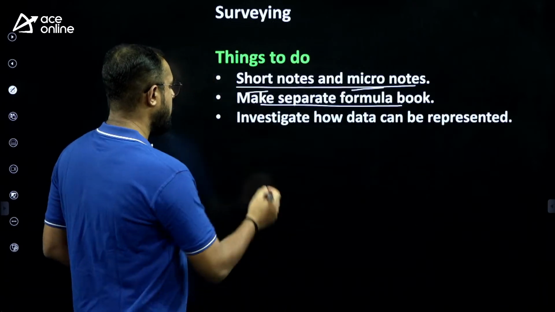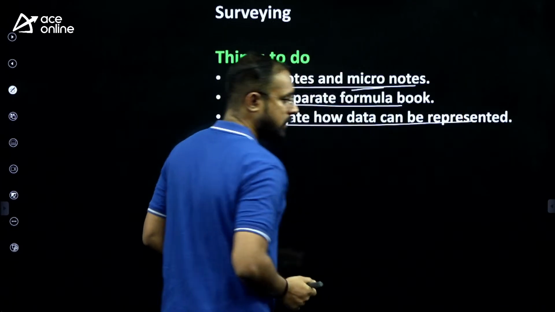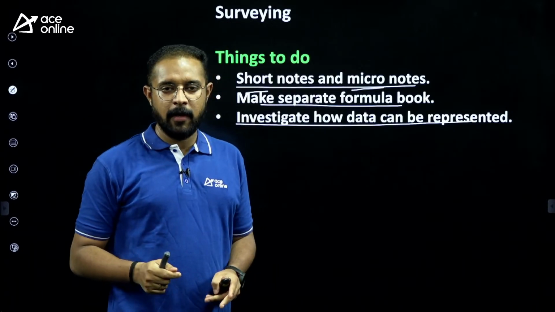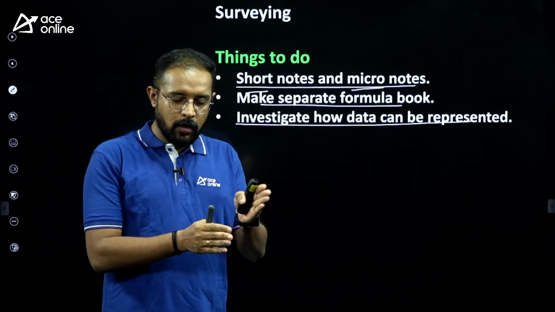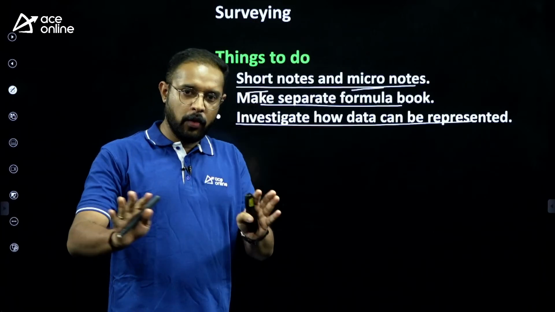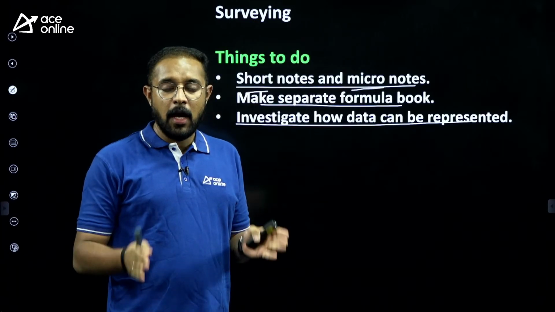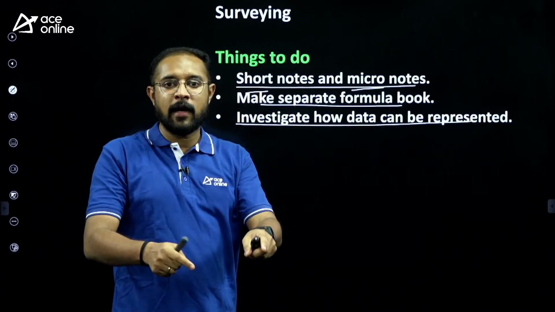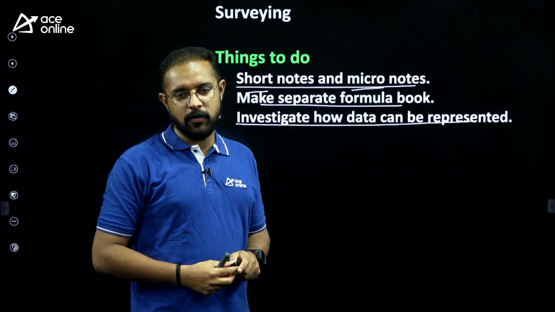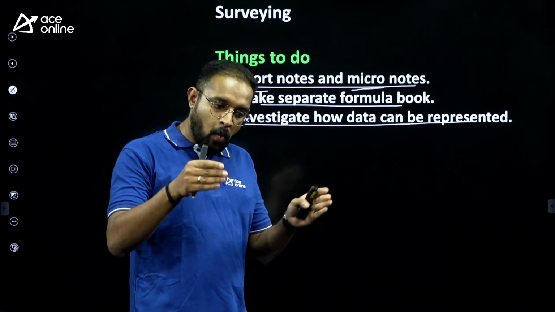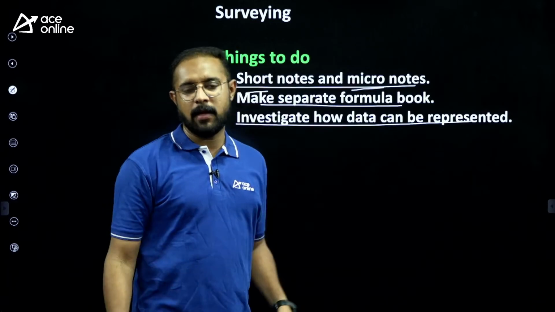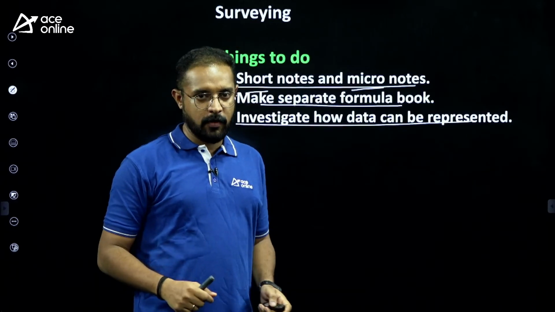Right. Next, investigate how data can be represented. This is very important in GATE. As I told you, in the problems in photogrammetry, we have solved so many problems on the equations that are required. But unless you understand what this physically means on the photograph, you are not able to solve the previous year GATE questions. So investigate what this particular data means, and what the different ways are in which data can be represented. This is also very, very important for us.